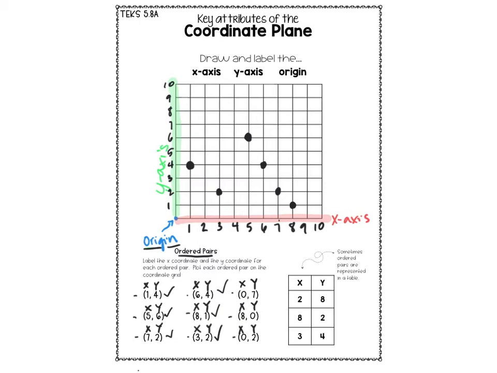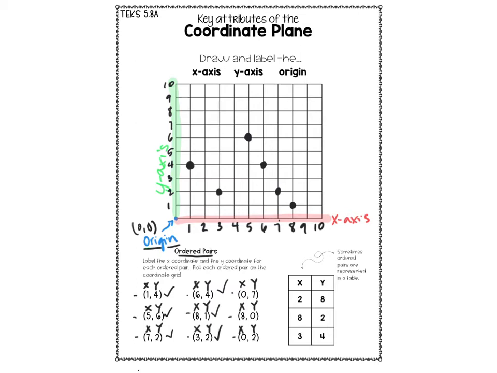One very important thing to tell you guys is that every single time we have a coordinate plane, the origin is always going to represent the ordered pair 0, 0. Every single time. The origin represents the ordered pair 0, 0. So now let's look at this next one.